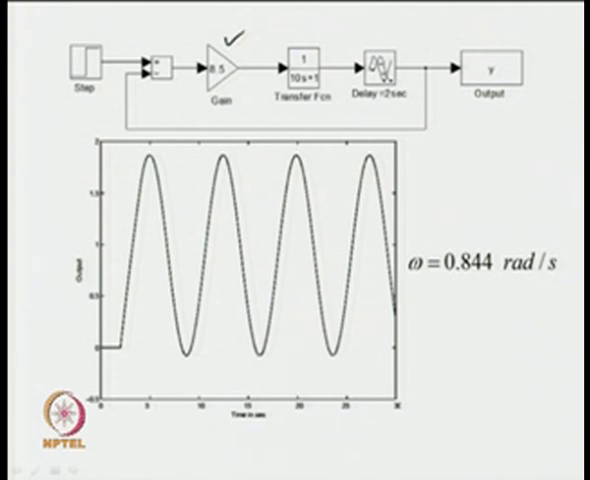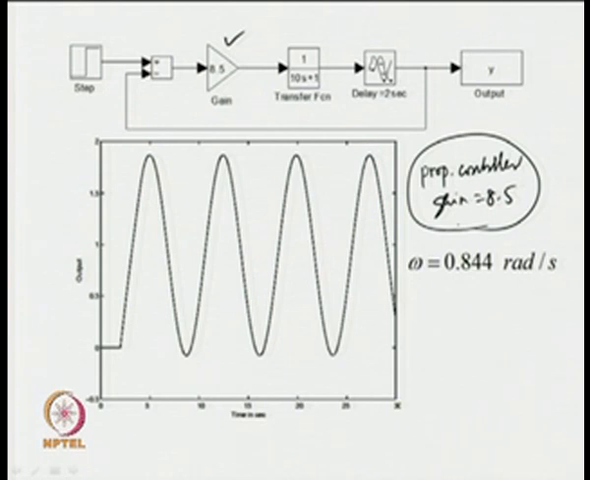When the proportional controller gain is equal to 8.5, the closed loop system output becomes a sustained oscillatory output. That is what we want, because this enables us to estimate the two unknown parameters of the process model. Now, again making a measurement of the time period.